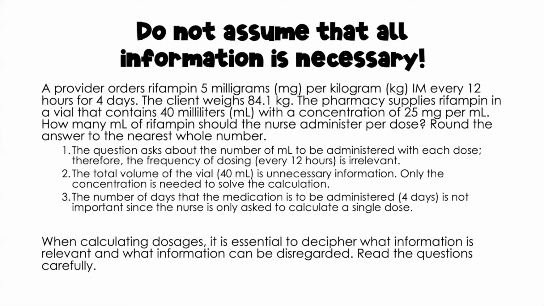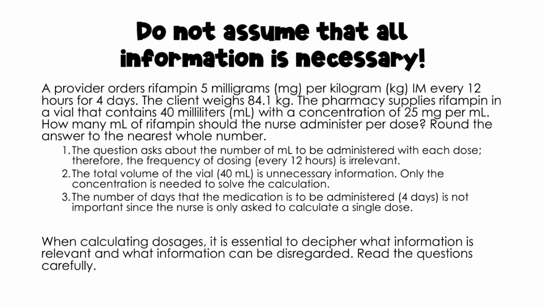The client weighs 84.1 kilograms, and the pharmacy supplies rifampin in a vial that contains 40 milliliters with a concentration of 25 milligrams per milliliter. And then your question: how many milliliters of rifampin should the nurse administer per dose? And then you are given some rounding rules. So let's talk through this question. So the question is asking you milliliters per dose.